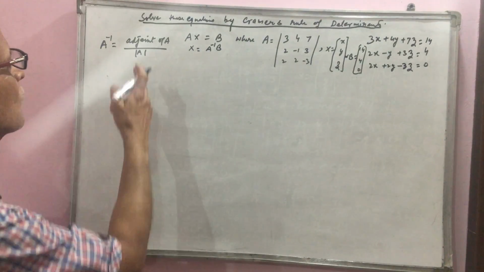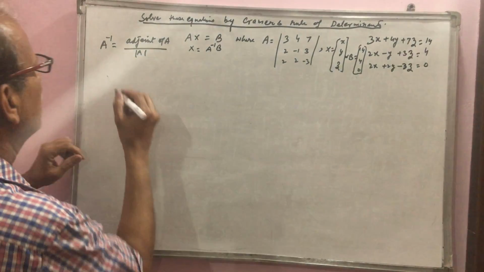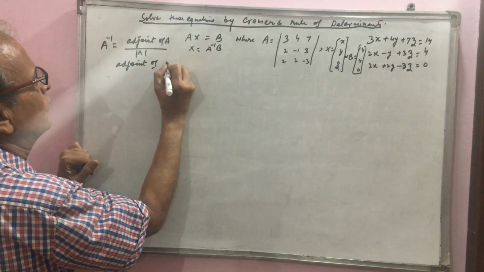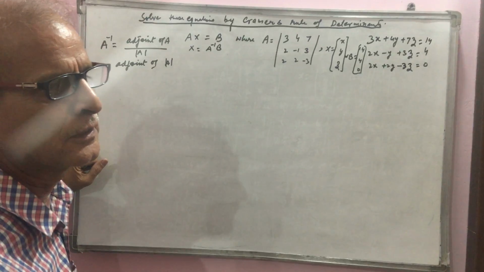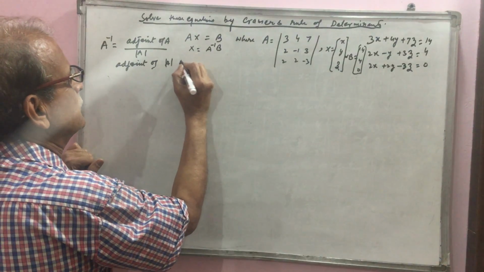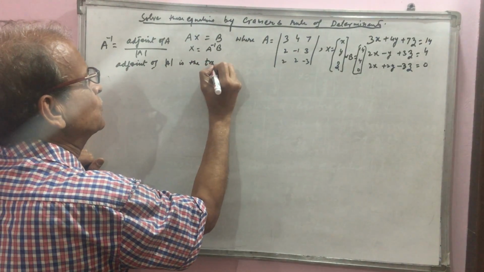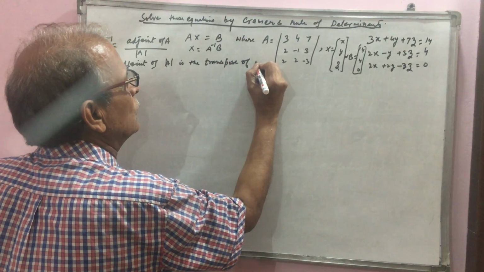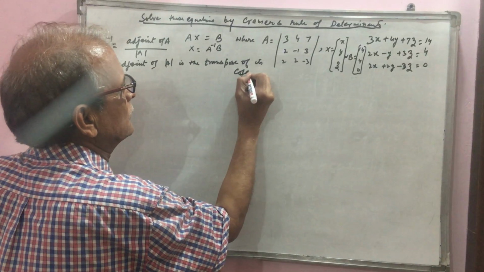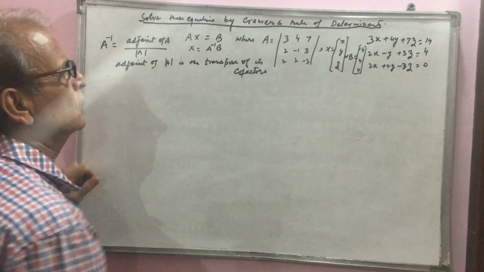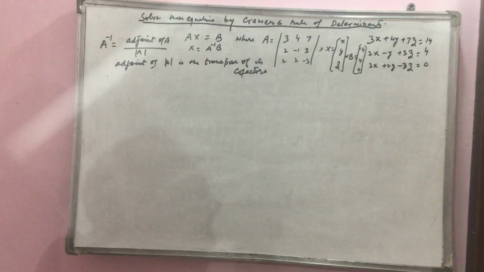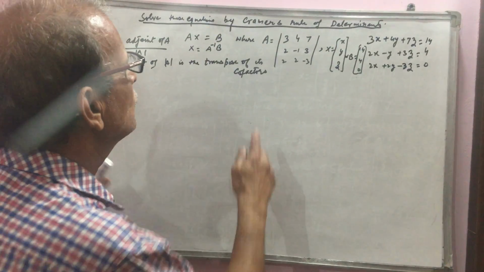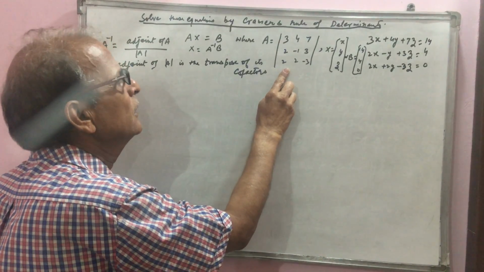So how will we calculate this adjoint of A? Adjoint of determinant A, or any determinant, is the transpose of its cofactors. Transpose of its cofactors.